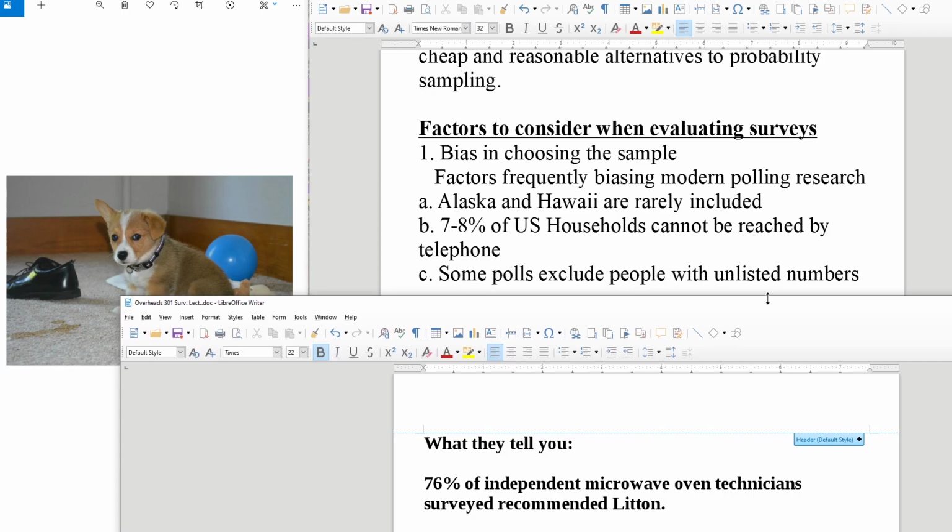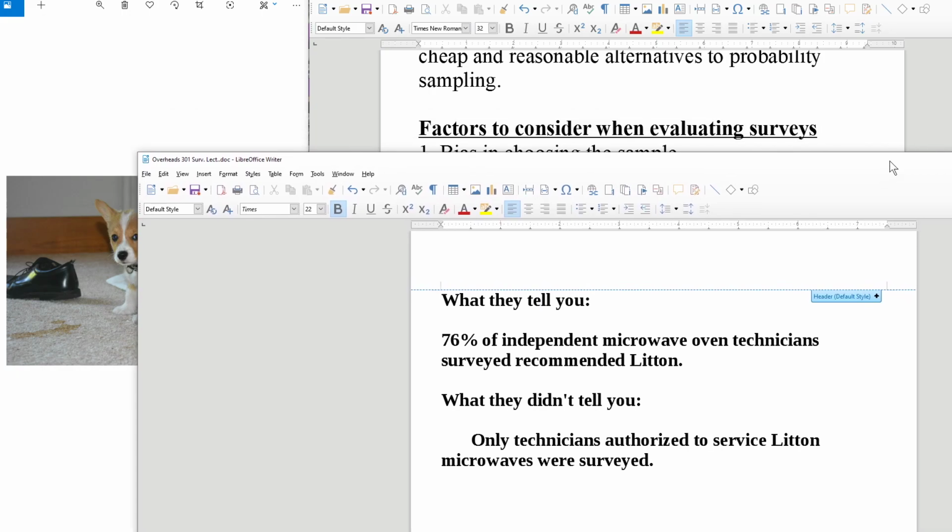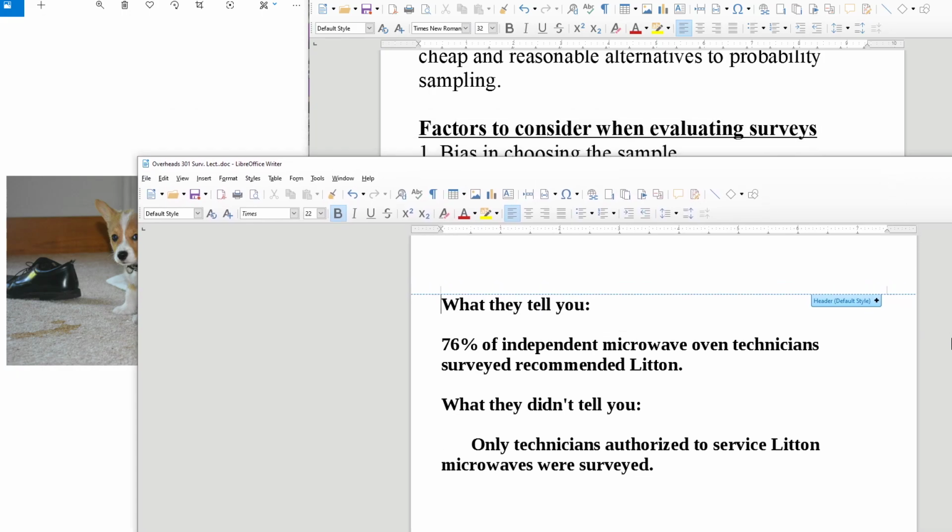So here is a survey. What they tell you, this was in an ad for Litton Microwave: 76% of independent microwave oven technicians surveyed recommended Litton. That's what they told you. All right, what they didn't tell you is only technicians authorized to service Litton microwaves were surveyed. Makes sense, that's probably whose addresses and phone numbers they had, but really sleazy. Of course, Litton microwave oven technicians are going to recommend Litton.